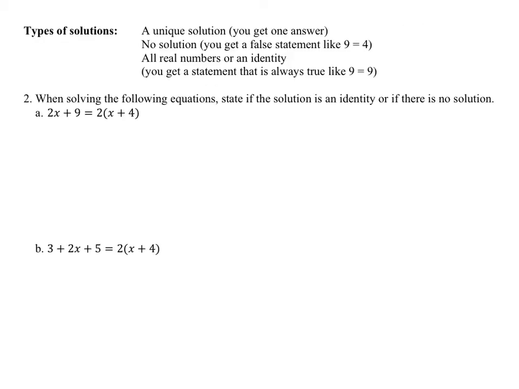Now we're going to be doing types of solutions. There are three things that can happen. You can get one answer, no answers, and you get a false statement like 9 is equal to 4, or you can get all real numbers or an identity, okay? So here's the deal. Let's take a look.